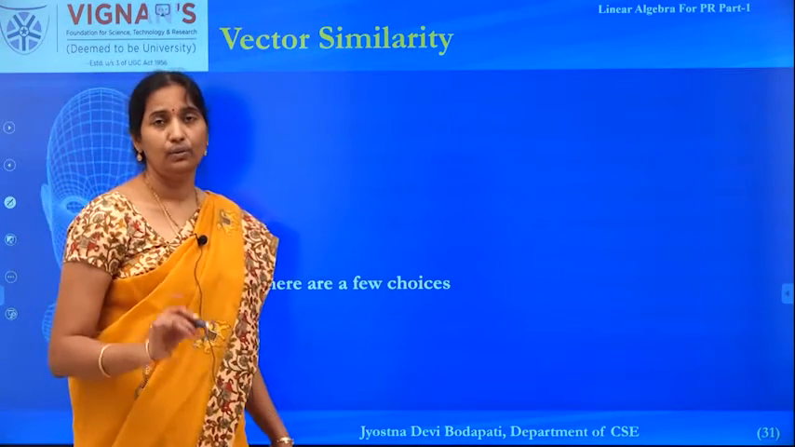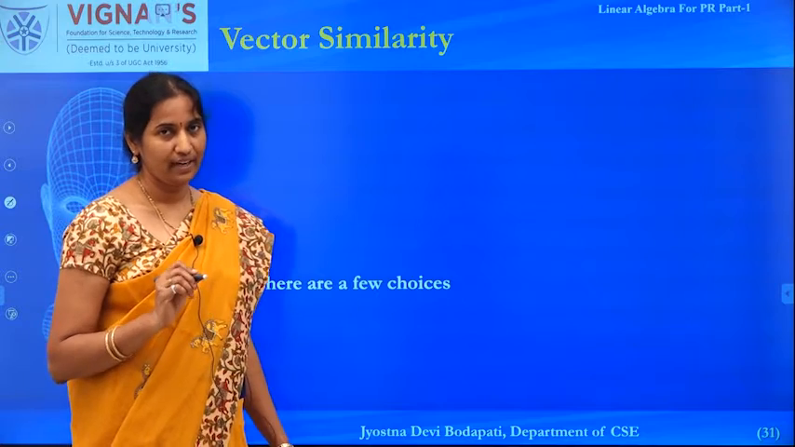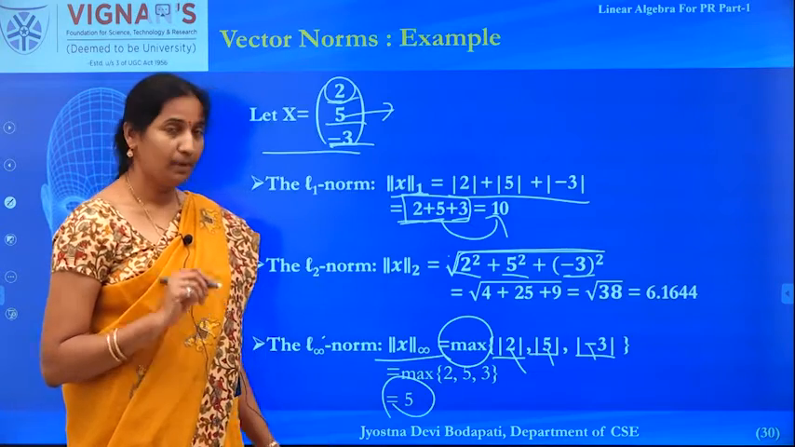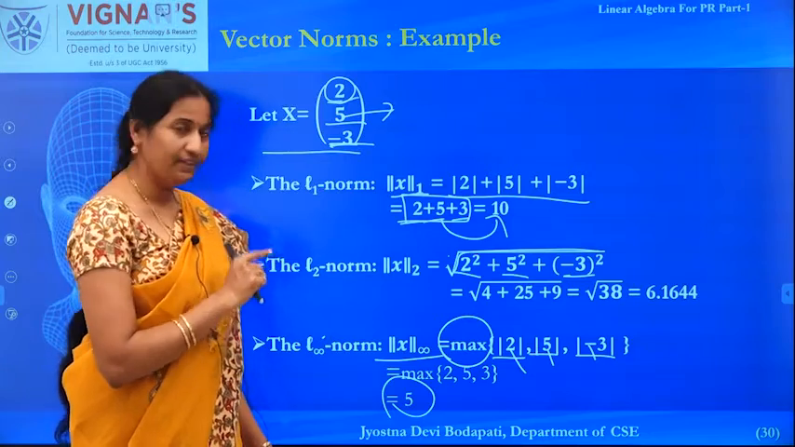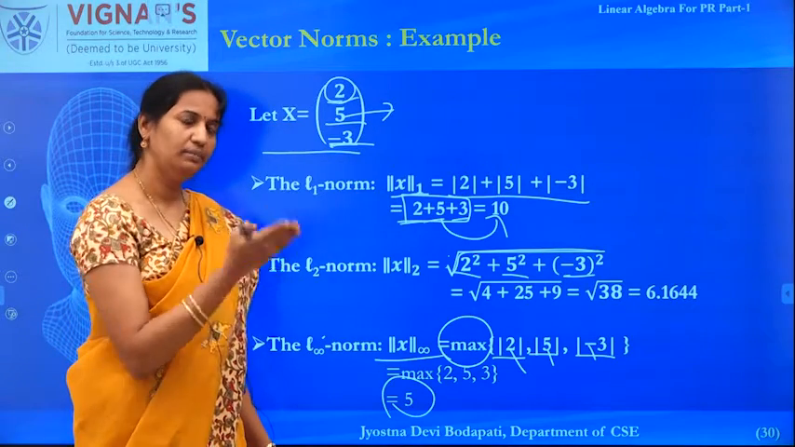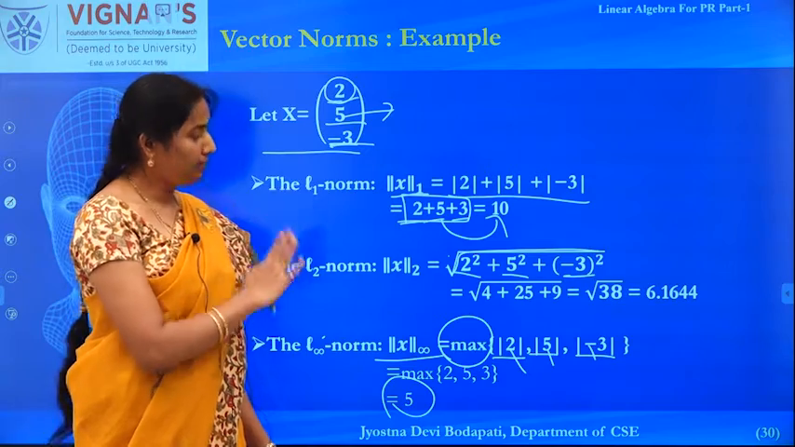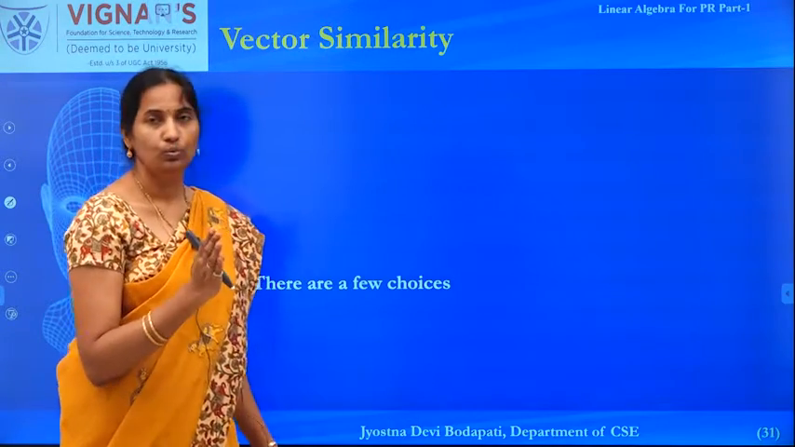Let's see how you define the similarity between vectors. So far, in the previous slide, we have computed, given a single vector, how to identify the norm or the magnitude of that vector. We are using p-norms for that. Now the same can be extended to identify similarity between two vectors.